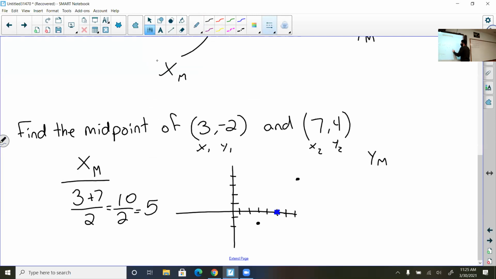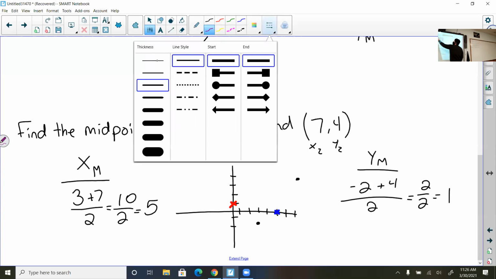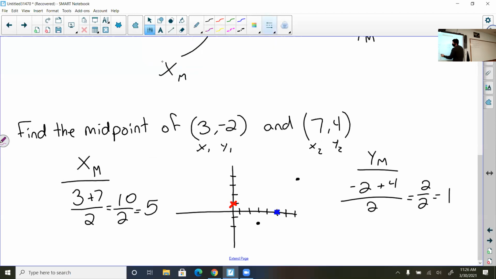Now for the y value of the midpoint, I'm going to add the y values together and divide by 2, because again, we're finding the average. And I get 2 over 2, which is 1. So that means the y value of my midpoint is over here at 1. So together, that coordinate point is found at (5, 1). So that is the midpoint. You take the average of the x values and the average of the y values, and together they form the midpoint.